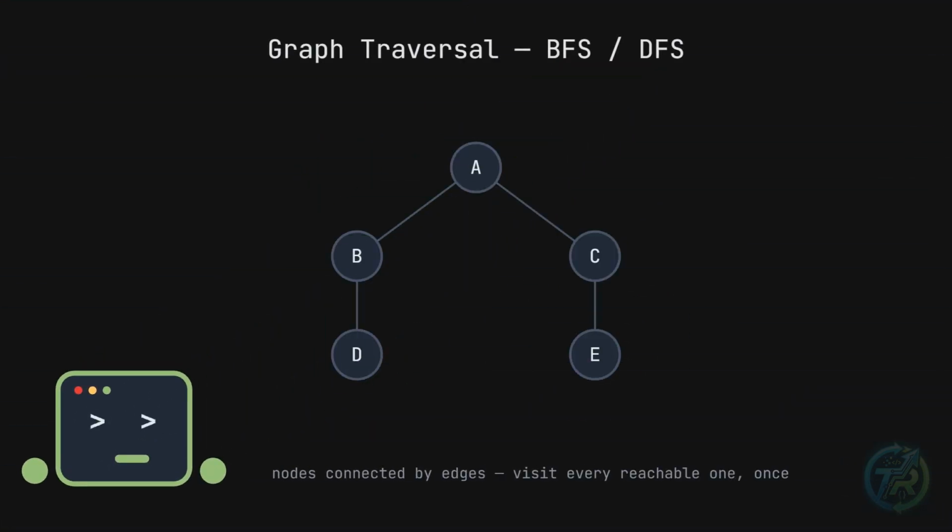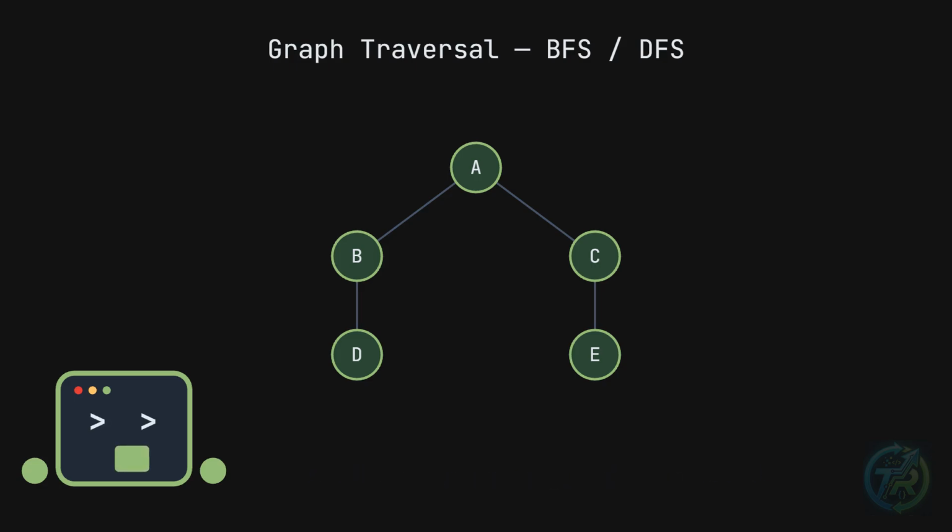How do you visit every connected node without getting lost? A graph is just nodes connected by edges, and traversing it means visiting every reachable node exactly once. Breadth first search explores level by level using a queue. It finds the shortest path in an unweighted graph. Depth first search dives down one path as far as it can, using a stack, then backtracks when it hits a dead end. Either way, mark nodes as visited, so you never process the same one twice. That's what keeps it from looping forever. Same graph, two strategies: BFS for shortest paths, DFS for exploring everything a path can reach.